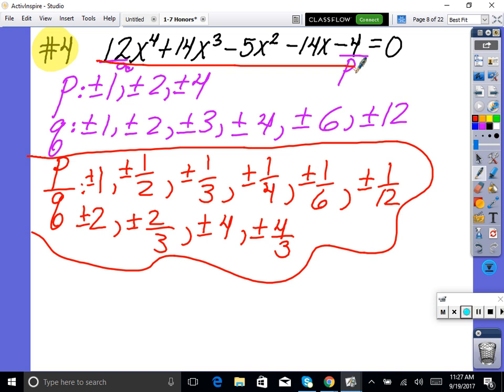So take your calculator, graph it, and does it look like it's crossing at a half? If it does, we better check for sure. You have to check using synthetic division. So everybody go. Tell me where it looks like it might be crossing so we know which ones to check.